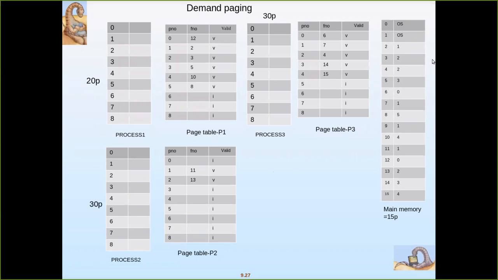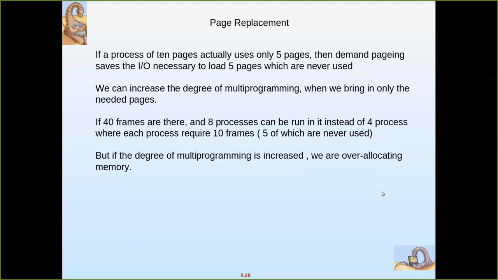After the first page of one user, the second page is needed. Again, a page fault takes place. That page will be brought in, and you have to decide which page has to be removed in order to bring in that particular page. If 40 frames are there, 8 processes can be run instead of 4, where each process requires 10 frames. Let us consider 4 processes where each requires 10 frames. That means 40 frames. When you bring in 4 processes, all the frames will be occupied.